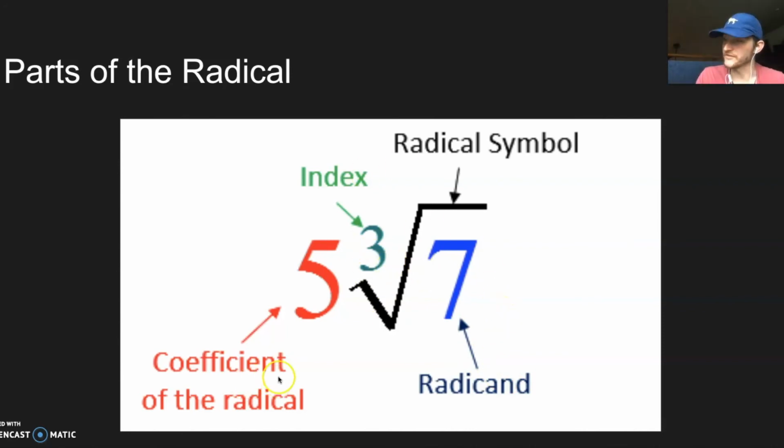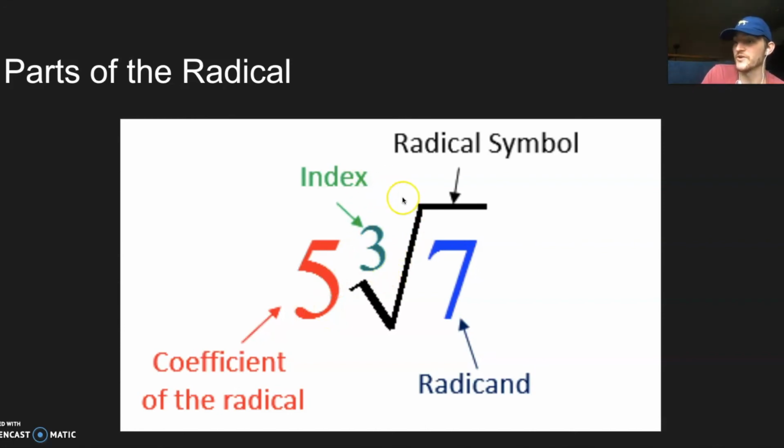We learned coefficient from the last video. A coefficient is really any number which is being multiplied by another part of a term. In this case, our one term is going to be 5 times the cubed root of 7. It's one thing that we can conduct an operation against. And so in this case, 5 is our coefficient.